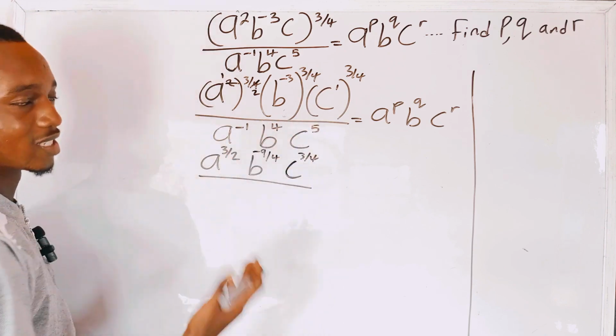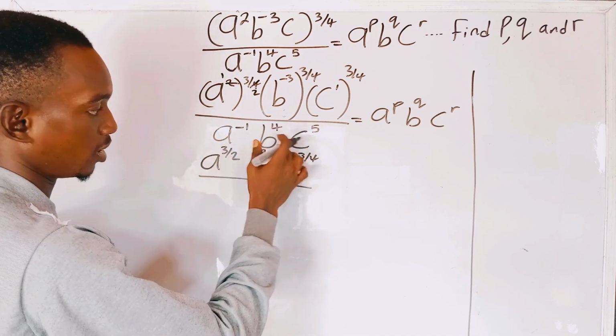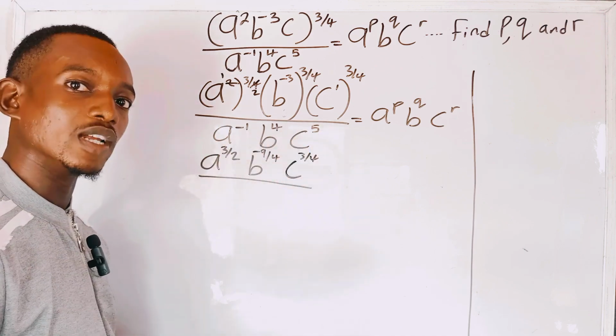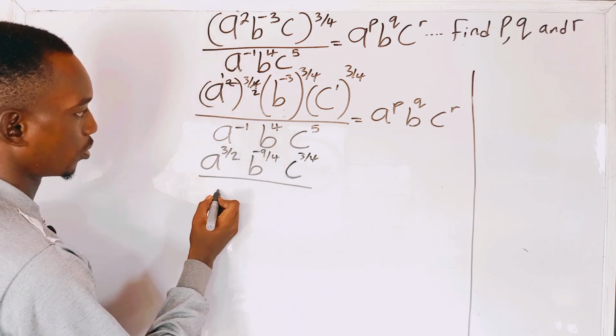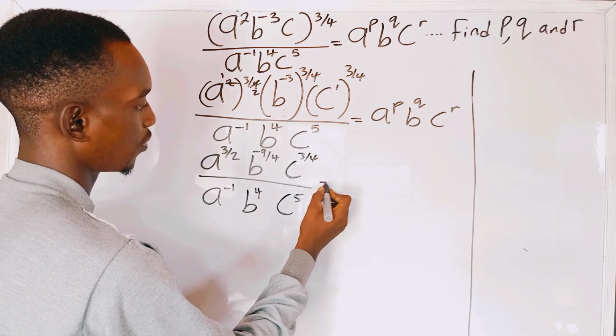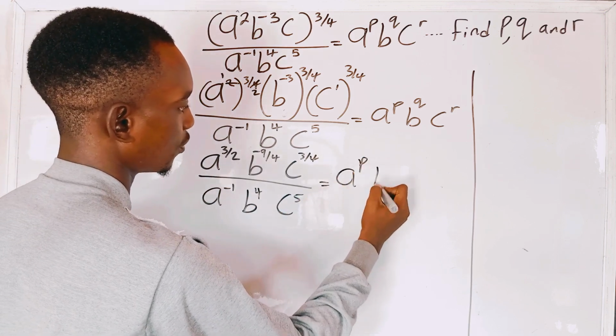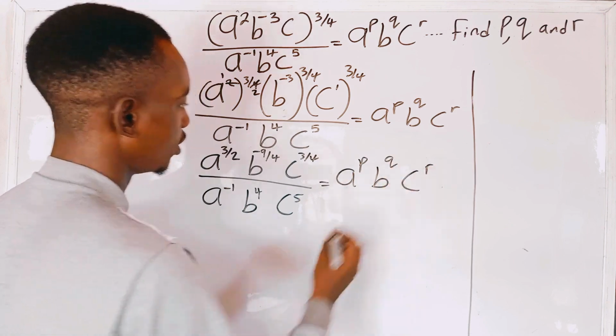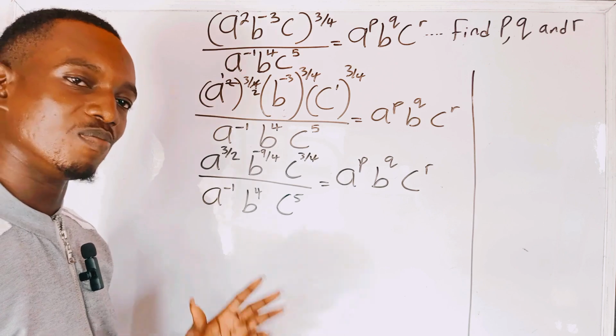Now this denominator we can't simplify because it has different bases. The bases are not the same. So there's nothing we can do to simplify that. So we're going to rewrite it just the way it is: A to the power of negative 1, B to the power of 4, C to the power of 5 equals the same. Just write it the way it is. Now we are getting close bit by bit.